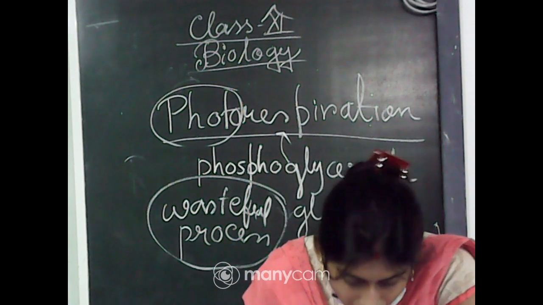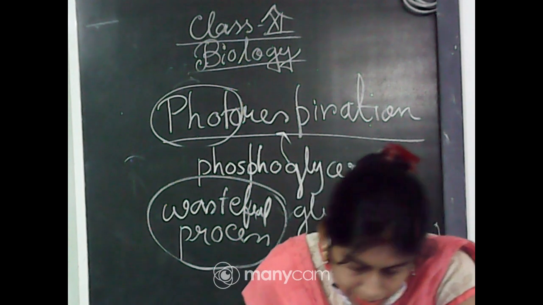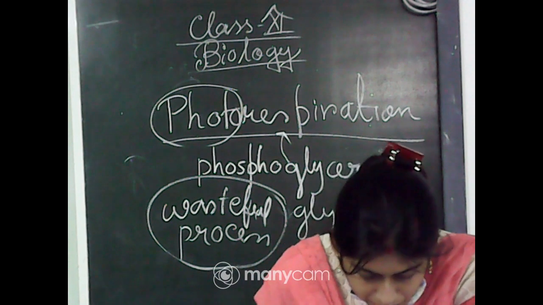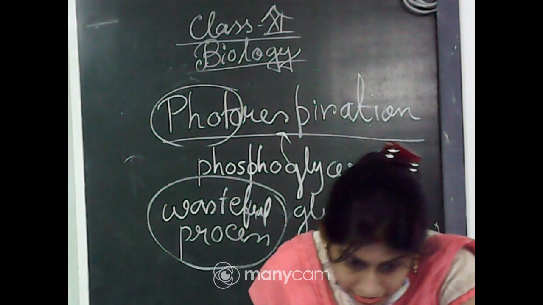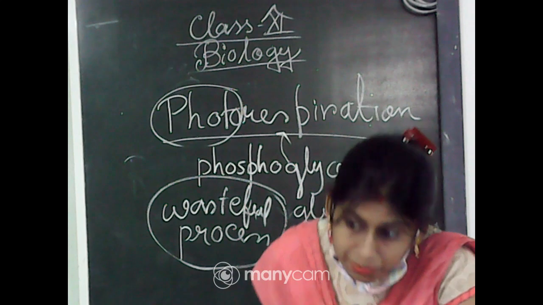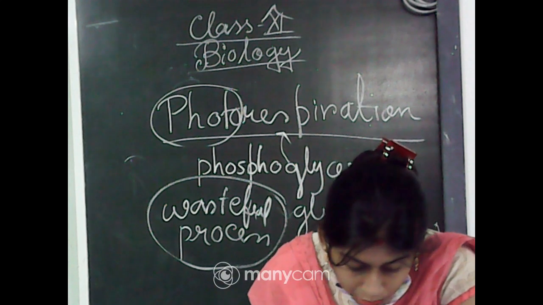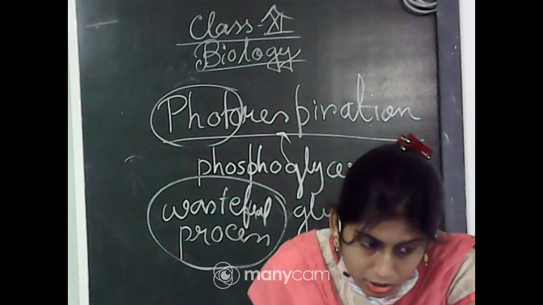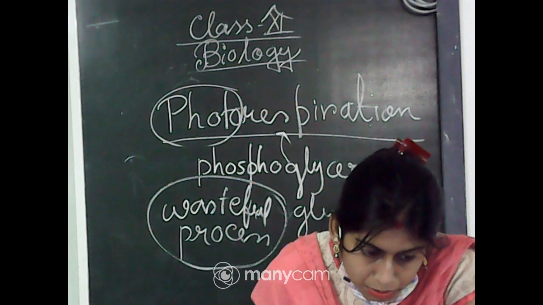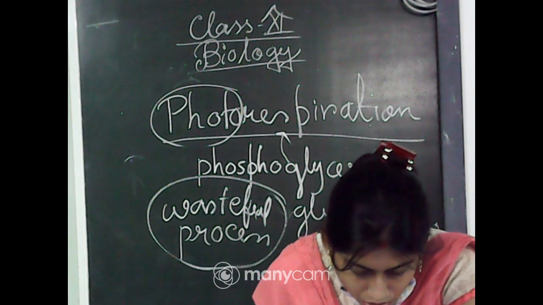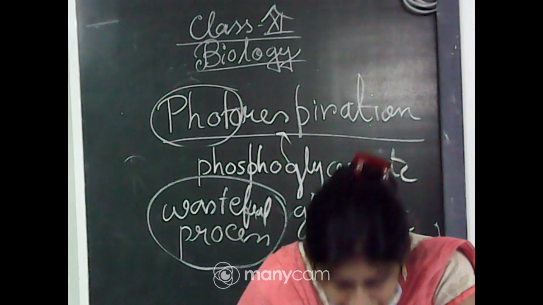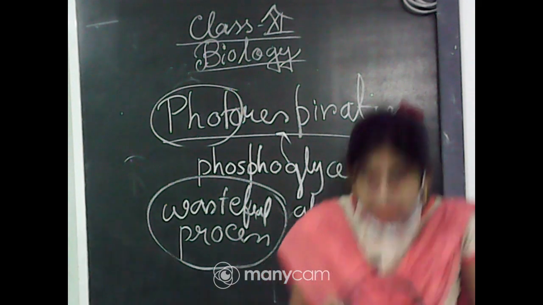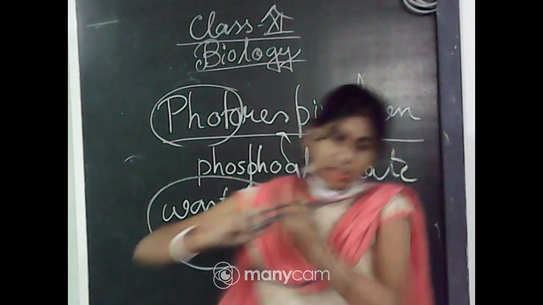Okay, now we can say that C4 plants lack photorespiration. That is why I have also mentioned that the productivity and yields are better in these plants. Why? Because in the C4 pathway photorespiration is not taking place, and that is why the yield is quite high.